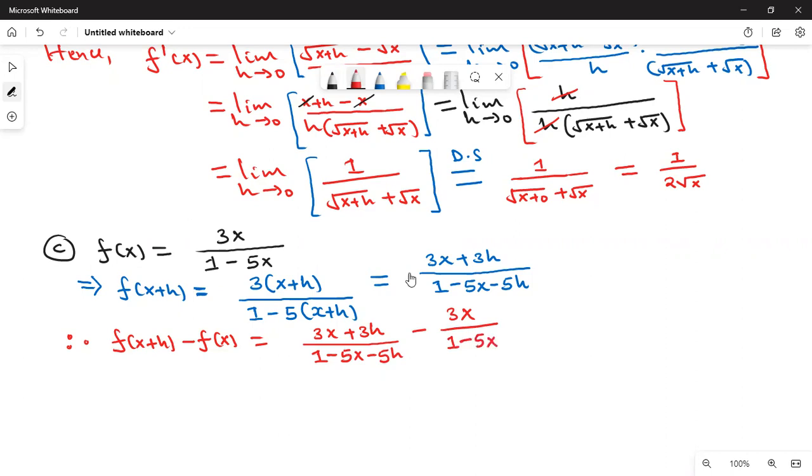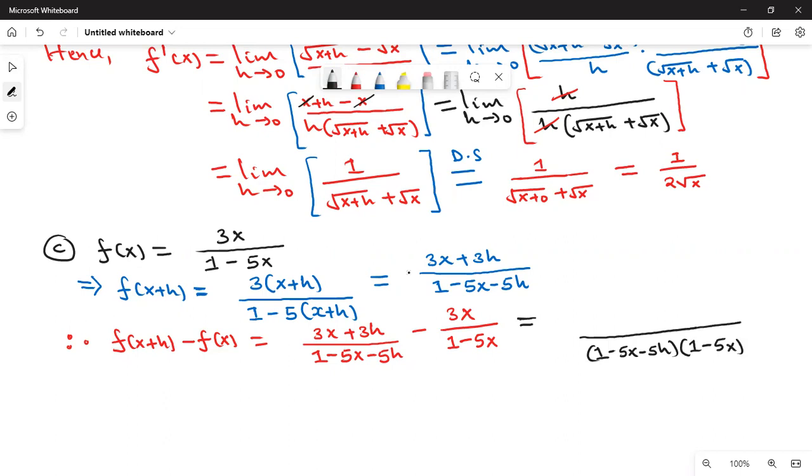It is better to simplify this. Let us combine those two fractions into one. So I'll have to find the LCM. Our LCM here is 1 minus 5x minus 5h times 1 minus 5x.